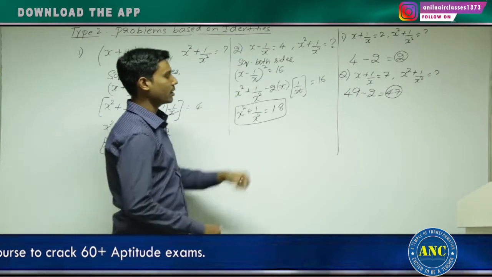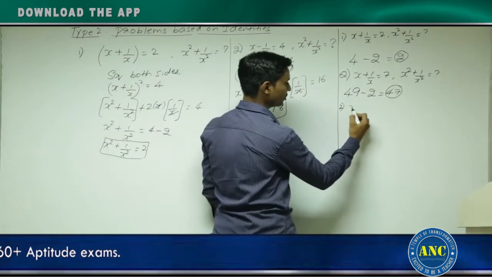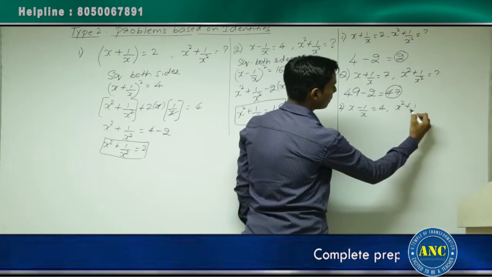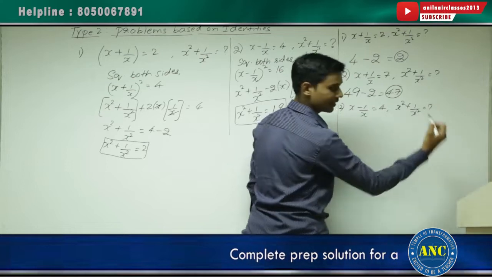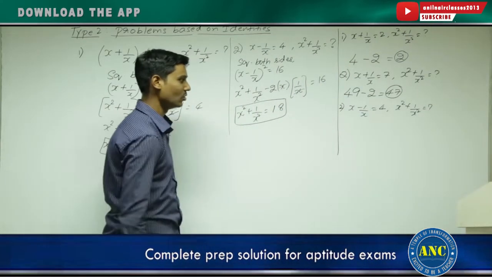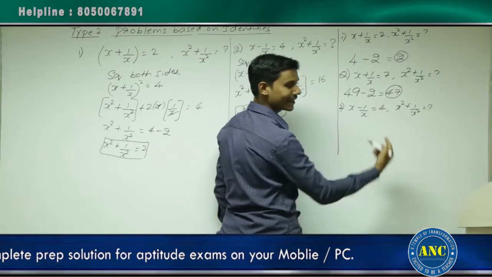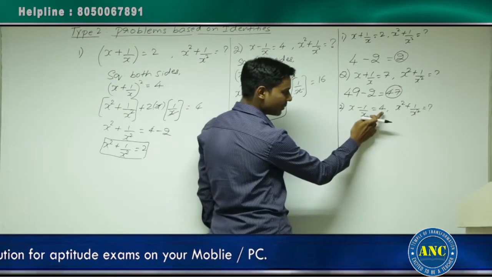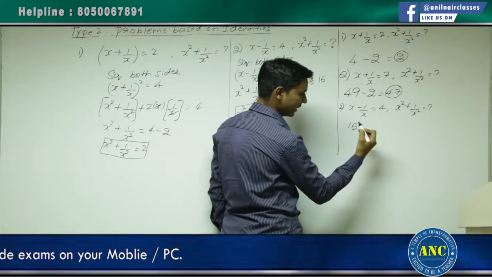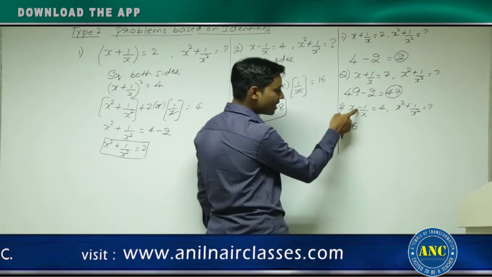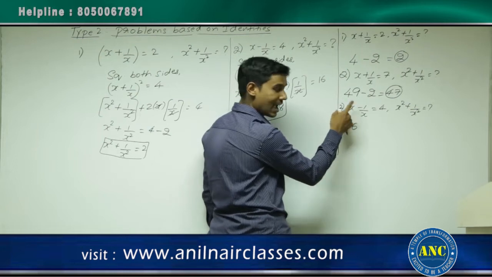if x minus 1 by x is given, suppose in your second question x minus 1 by x is given as 4, and I need to find the x square plus 1 by x square value. Same logic: square the right hand side, 4 square is nothing but 16, right? Whenever the question is given as minus, add 2.